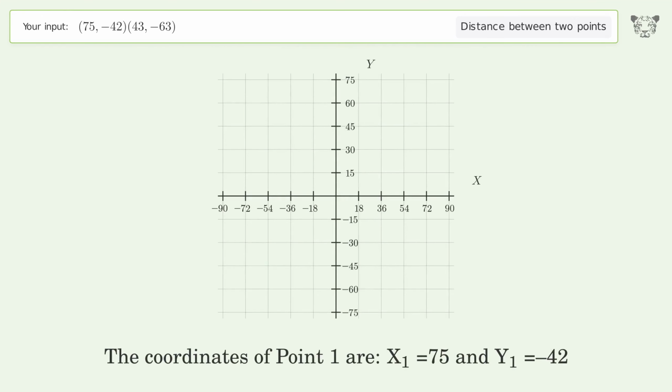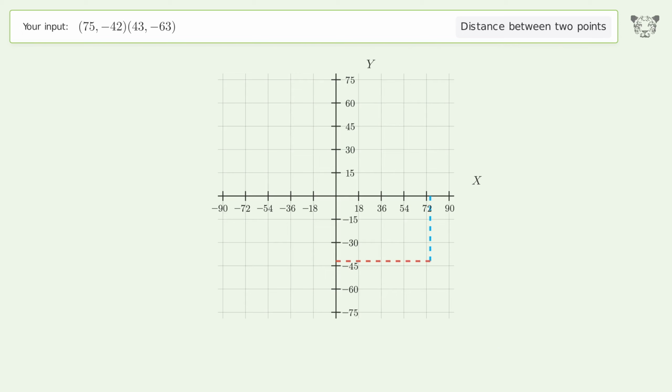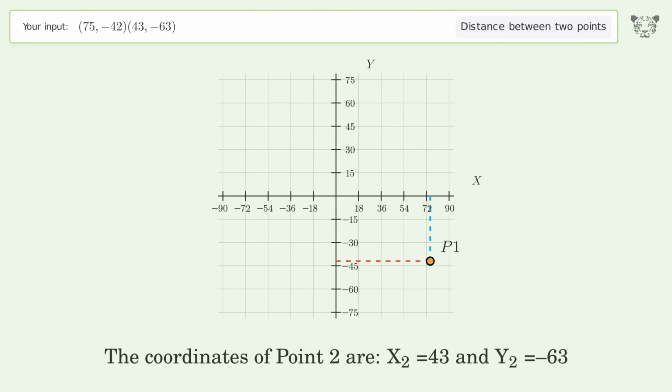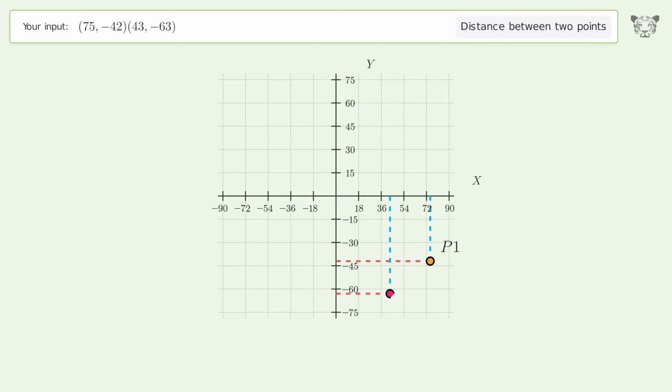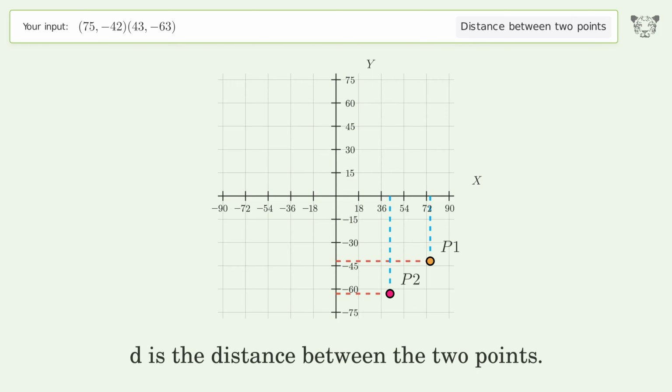The coordinates of point 1 are x1 equals 75 and y1 equals negative 42. The coordinates of point 2 are x2 equals 43 and y2 equals negative 63. D is the distance between the 2 points.